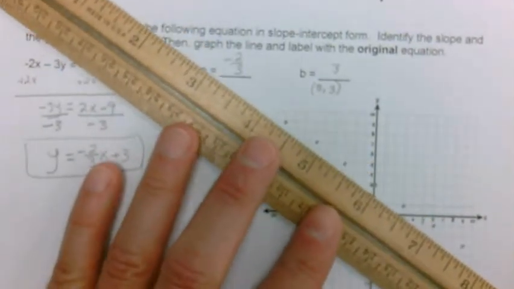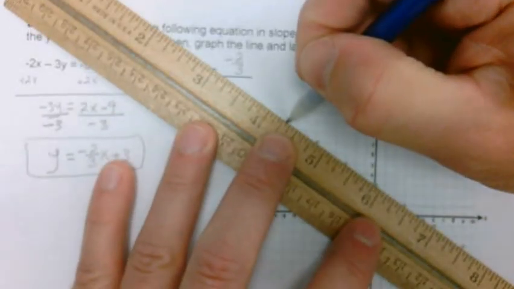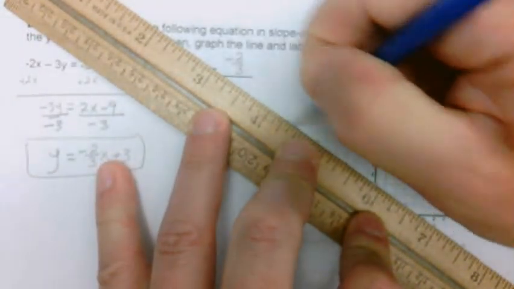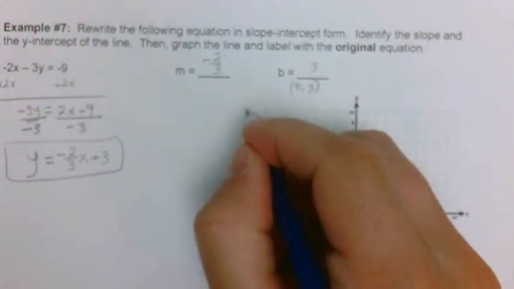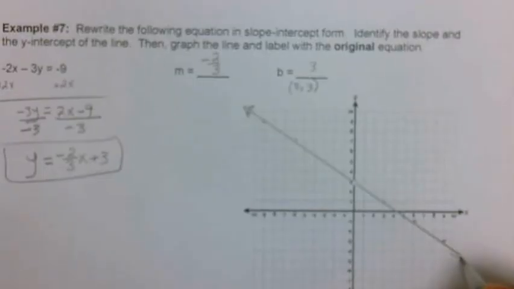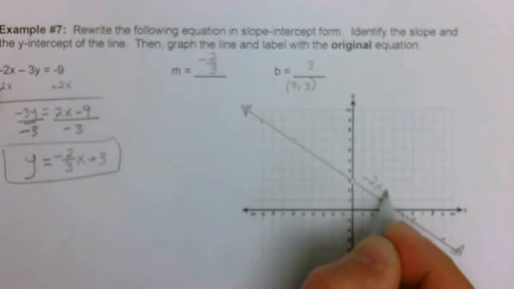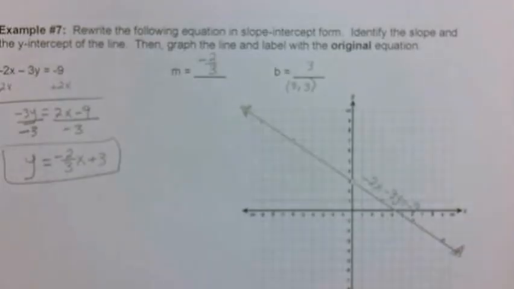And then use the ruler to connect. And our line will look something like that right there. Okay, so again, arrows on both ends. And label with the original equation. This was negative 2x minus 3y equals negative 9.